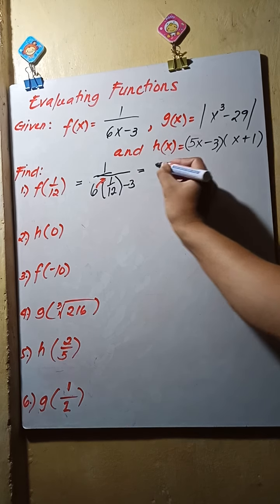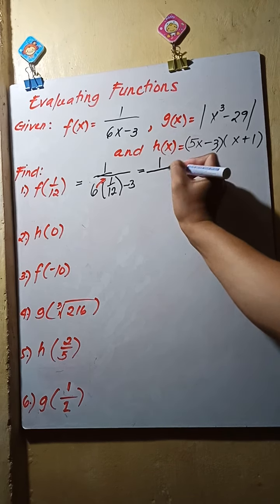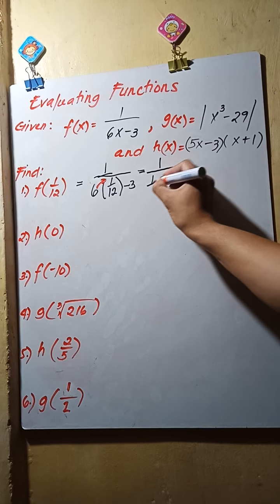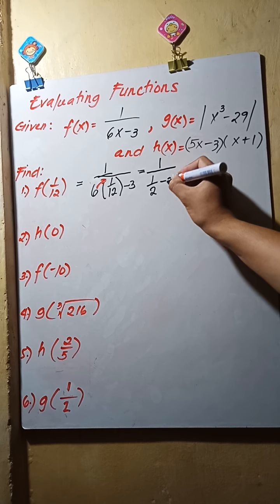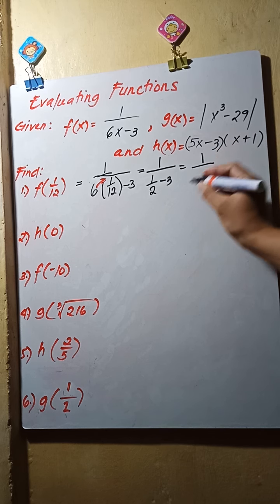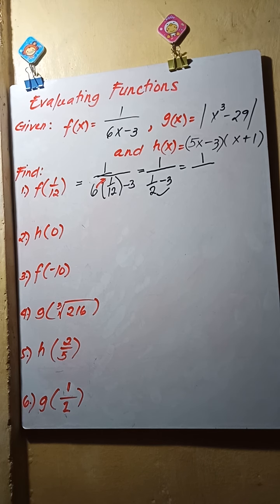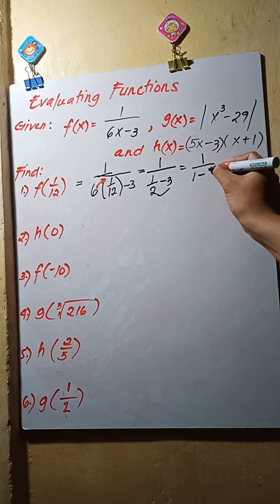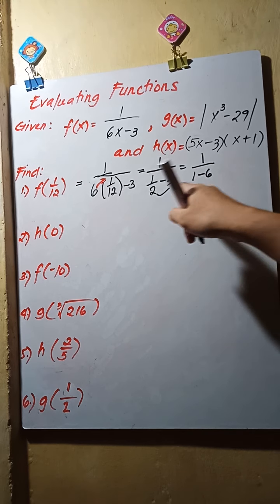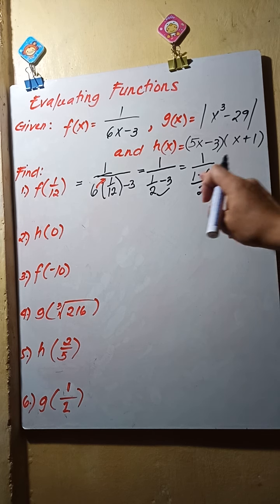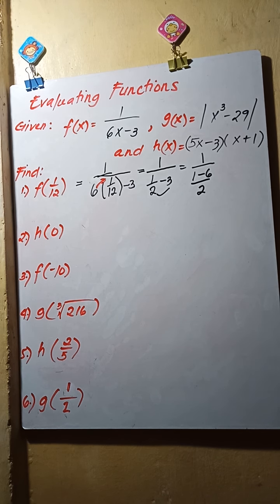So, magiging 1 over 6 times 1, that is 6. 6 divided by 12, that is 1 half, tama? That is 1 half, and then minus 3. So, 1 half minus 3. Ganyan yung mangyari. Again, this is just 1, 2 times 3, that is just 6. Magiging 1 minus 6, kasi nga 2 times 3, that is 6. Copy yung 1, and then yung denominator, which is 2. So, 1 minus 6, that is negative 5.